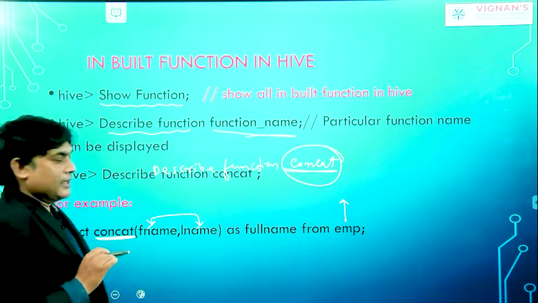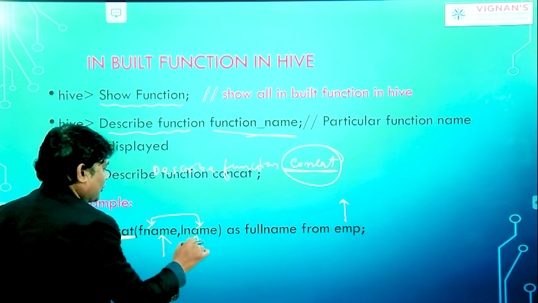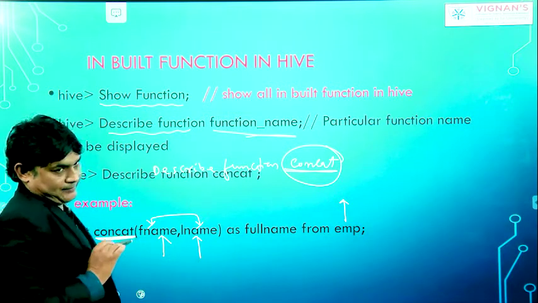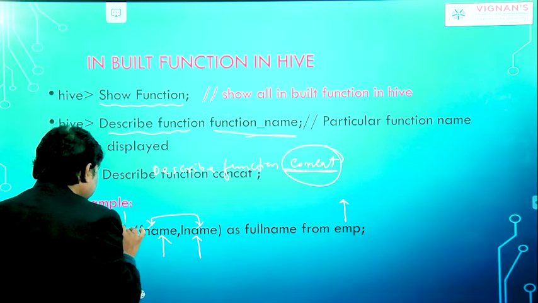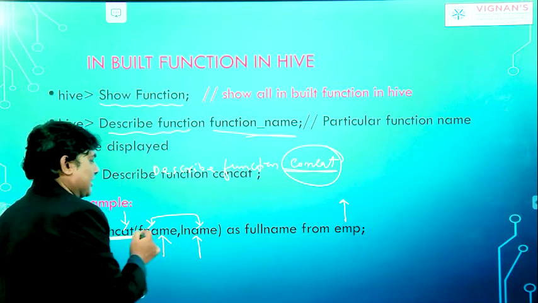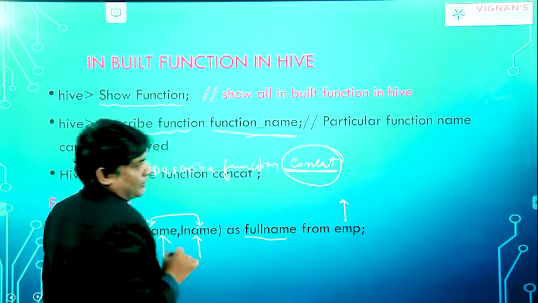CONCAT is my function's name, and I am going to pass two arguments. What two arguments am I having? The first name and the last name. So if you give these to the function CONCAT, what happens? It combines these two, first name and last name, and displays a full name from the employee.